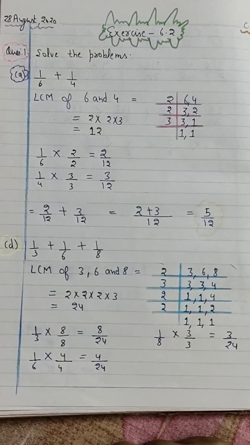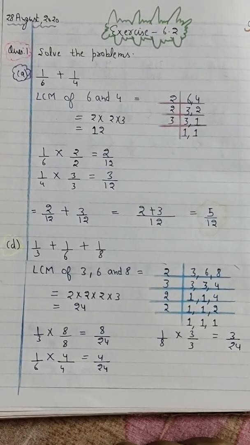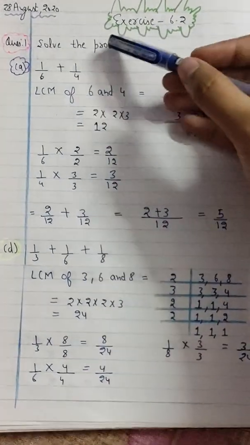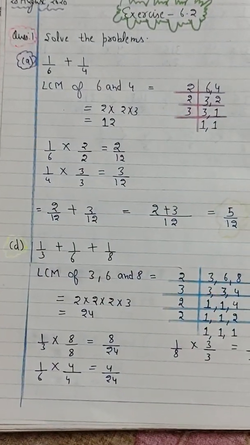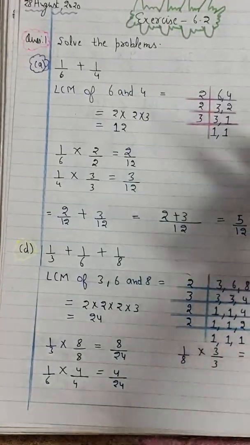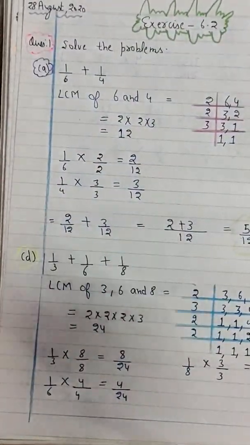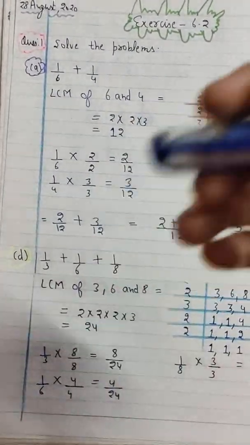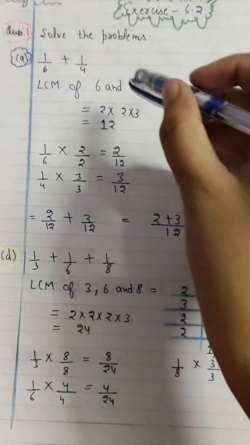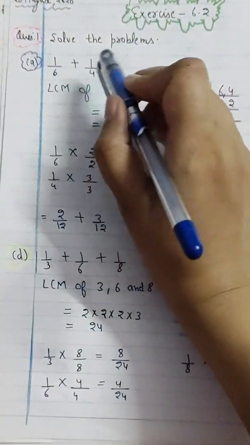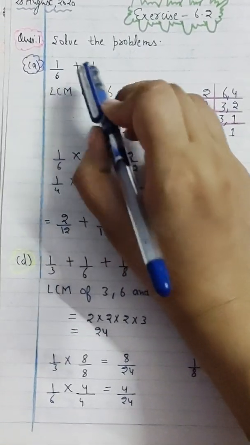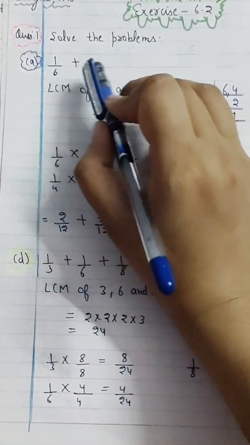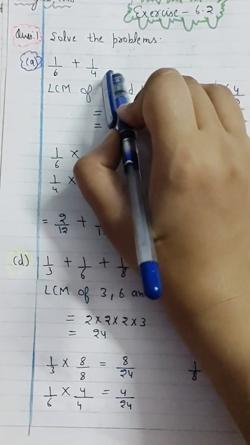As we have discussed in earlier class also, when we are having unlike fractions, we cannot solve anything. If we want to find the comparison, or if we want to add or subtract, we have to make these fractions into like fractions. As you can see here, 6 and 4 are in the denominators, which are different, so these are unlike fractions.